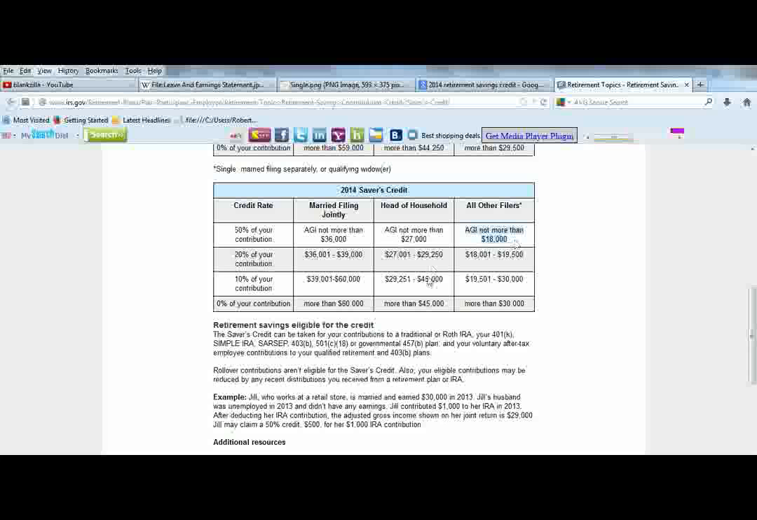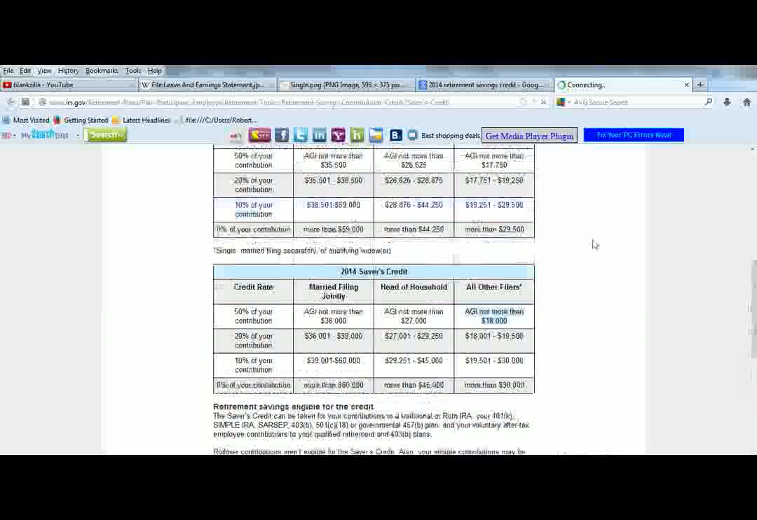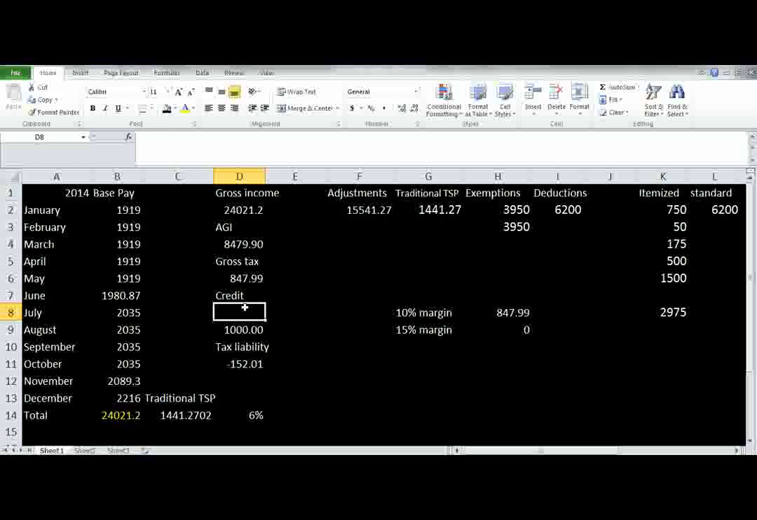There are some things that you have to look at in here. This is not the table. Let's see how complex this thing gets. Anyway, while we're waiting on that, I'm going to go back to this.